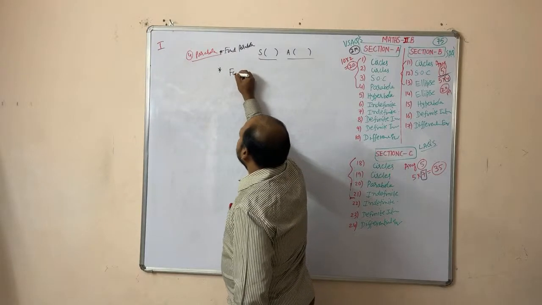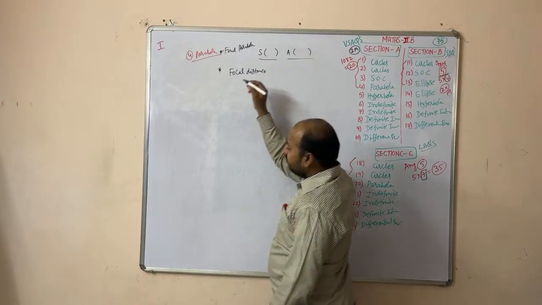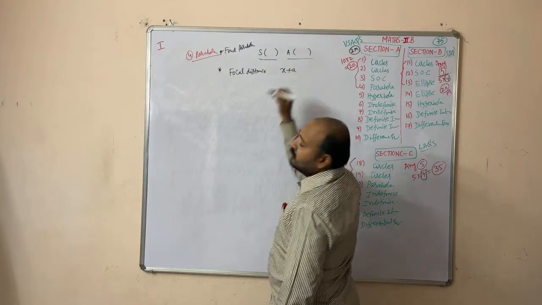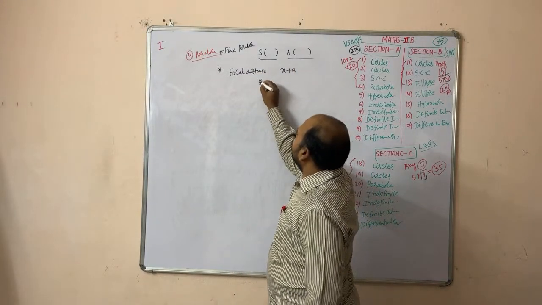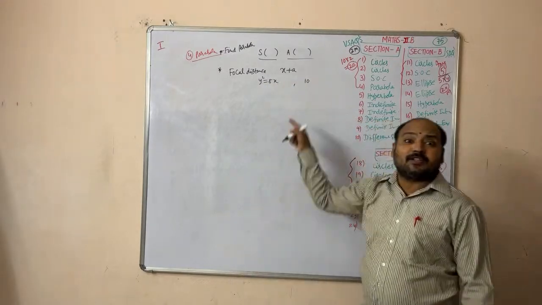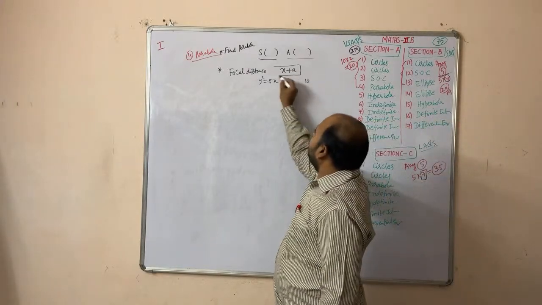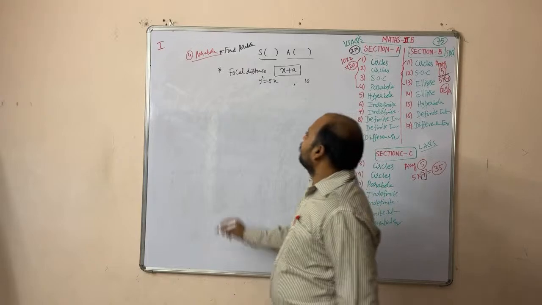Next possibility, focal distance. The formula is x plus a. For example, y square is equal to 8x, and the focal distance is 10 units. Find the points on the parabola. Like this they will ask. Keep the focal distance formula in mind, students: x plus a.